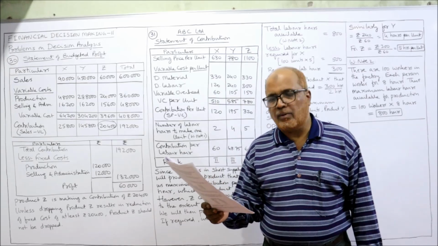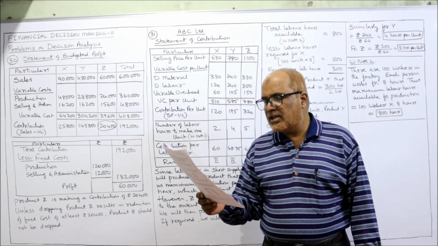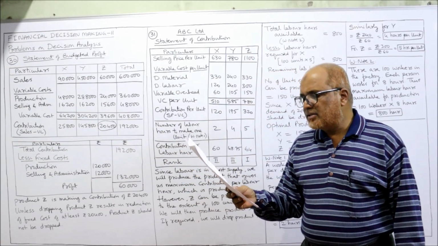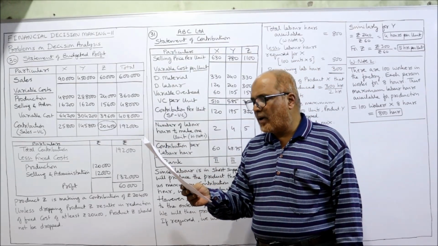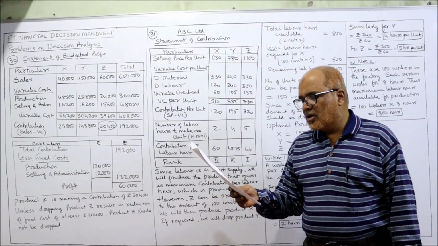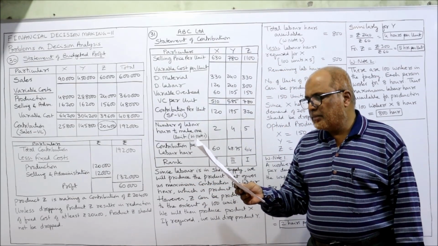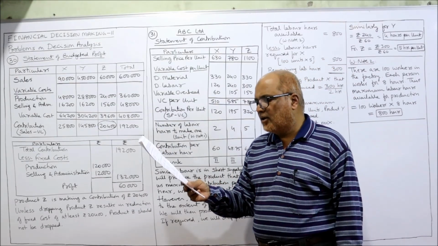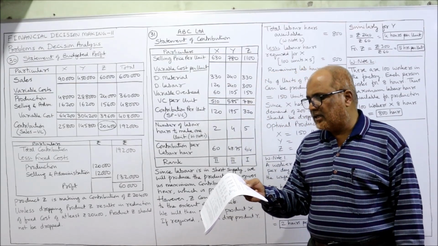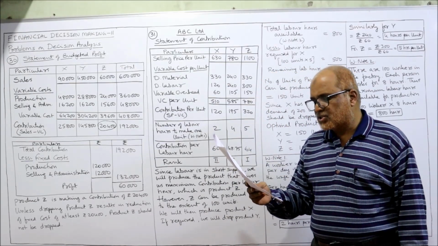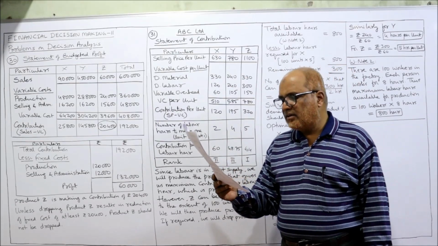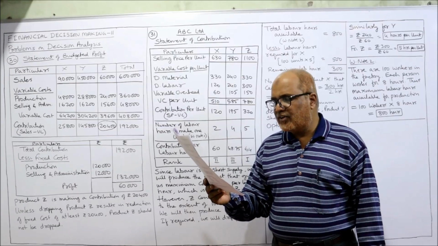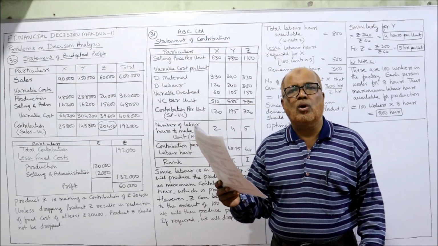Now, 31st problem. ABC Limited produces 3 products X, Y and Z, the details of which are given below. Selling price per unit: X 630, Y 780, Z 1100. Cost per unit: direct material 330, 240, 330; direct labor 120, 240, 300; overheads 120, 210, 300. The total costs are 570 for X, 690 for Y and 930 for Z. And profit per unit is sales minus total cost.